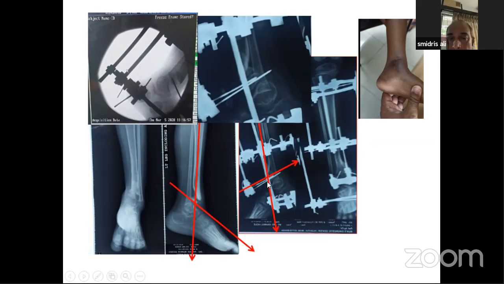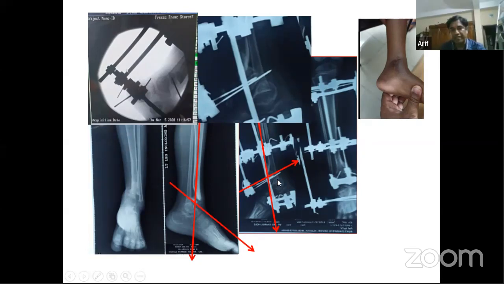And see how nicely after 3 months the modulation of growth, or this hampering of growth, it takes time, and how the angle is now correcting.